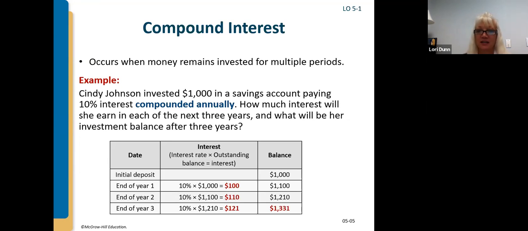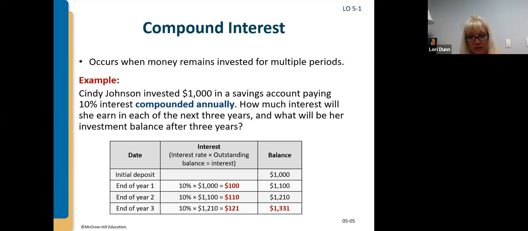Take a look. At the end of year 1, when her initial investment was $1,000, multiply that 1,000 by 10%, her interest will be $100. But now future interest computations will be based on the new balance each year after adding the interest. So now her balance is $1,100. So going into year 2, $1,100 times 10% or $110 of interest is in year 2. Add that 110 interest to the $1,100 balance. Now at the end of year 2, her balance is $1,210.